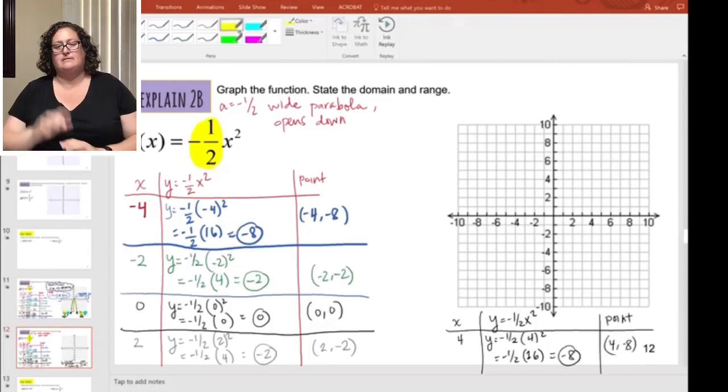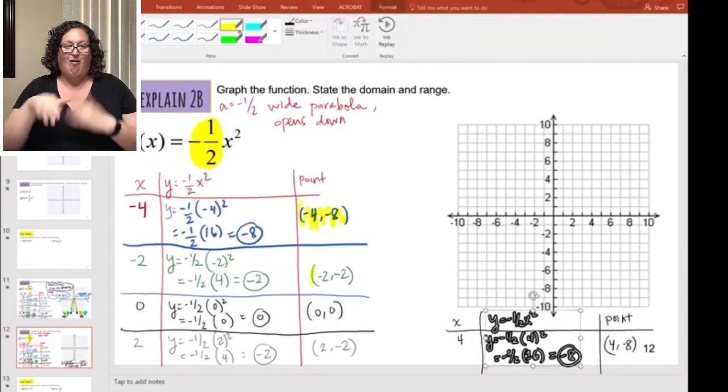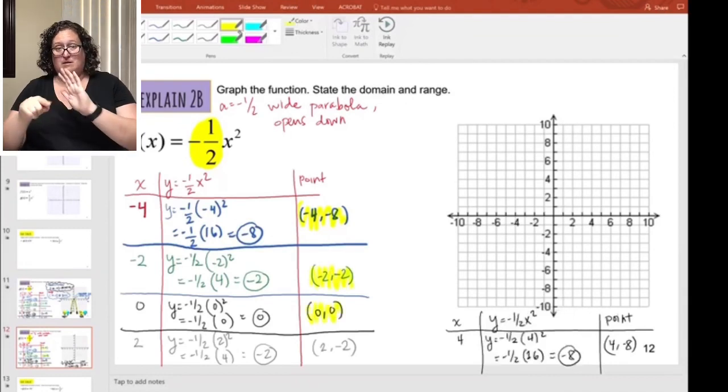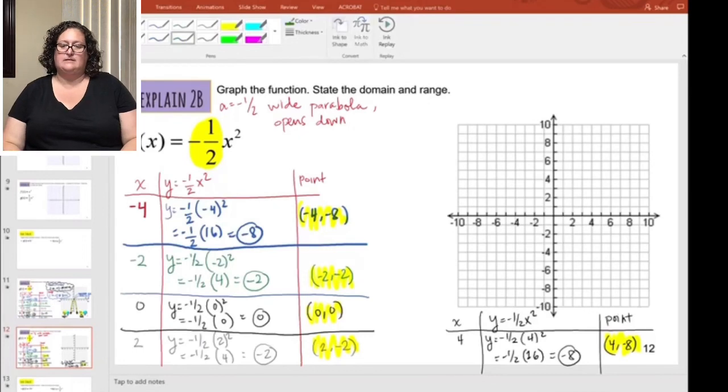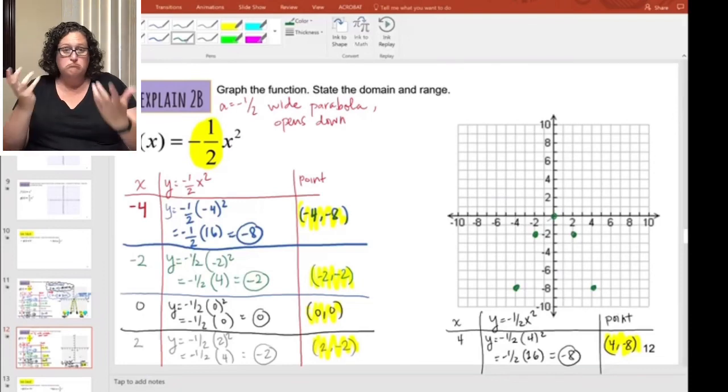Now I'm going to highlight all my points. I have negative 4 comma negative 8, negative 2 comma negative 2, 0, 0, 2 comma negative 2, and 4 comma negative 8. Let's plot them. Negative 4 comma negative 8, negative 2 comma negative 2, 0, 0, 2 comma negative 2, and 4 comma negative 8. Your points should align and everything should be symmetrical. If they don't align, you probably did something wrong.